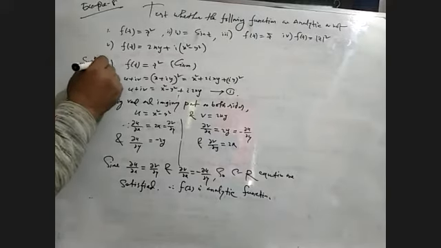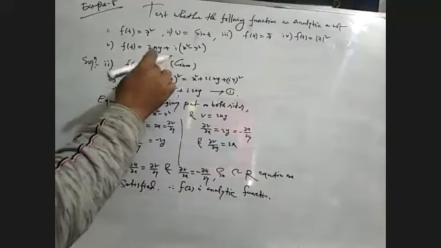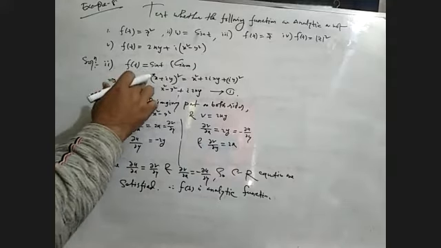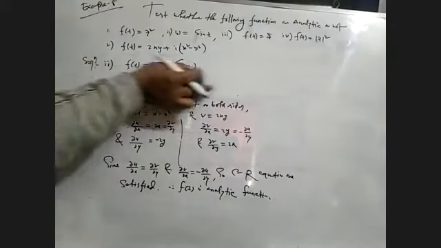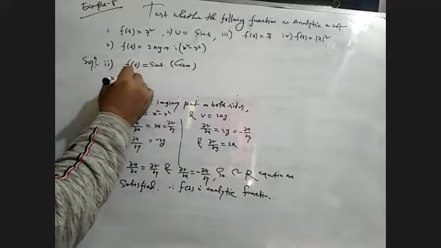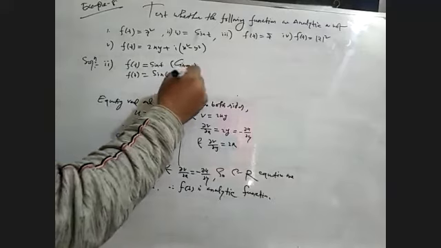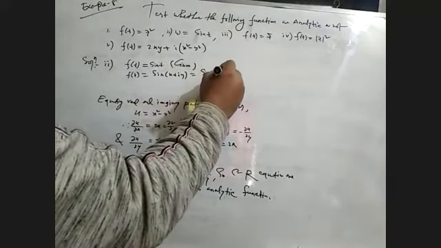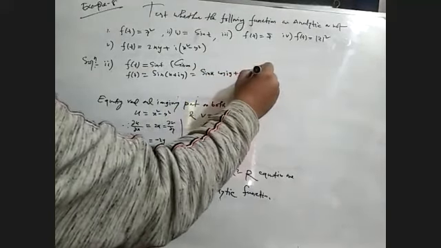Now another example 2. f of z equals sin z. Okay, this is given. So sin z means what? f of z equals sin of x plus iy. But sin of x plus iy is sin a cos b plus cos a sin b.